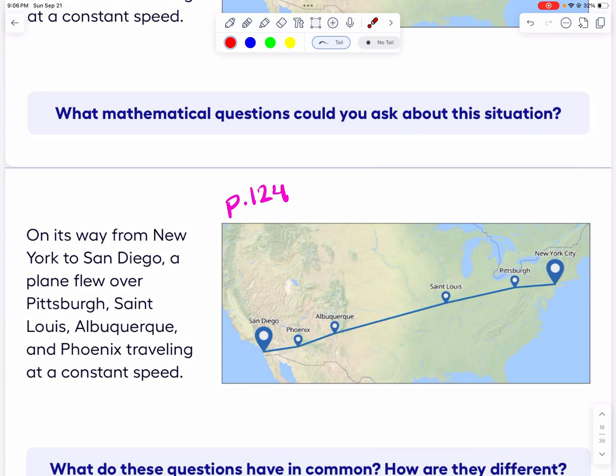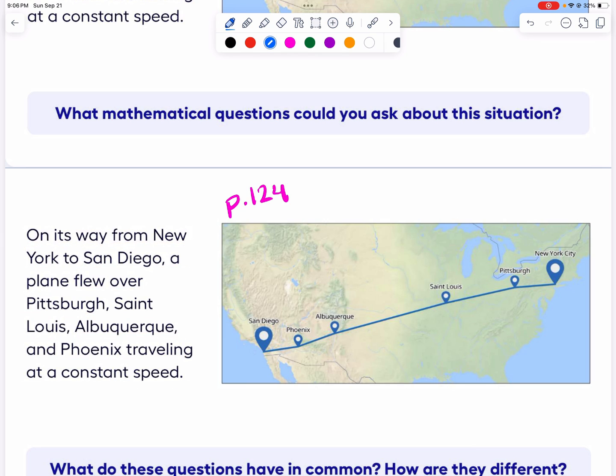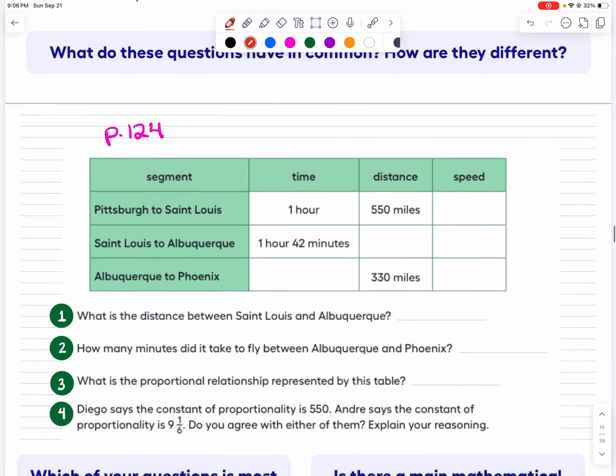On its way from New York to San Diego, a plane flew over Pittsburgh, St. Louis, Albuquerque, and Phoenix, traveling at a constant speed. So it traveled all those at a constant speed. This means that it traveled the same speed all the way across each one of these. This just means it's proportional. That means there is going to be a constant of proportionality.